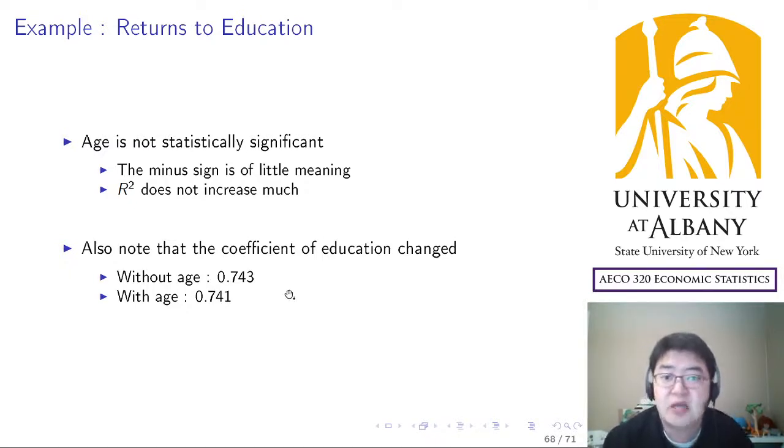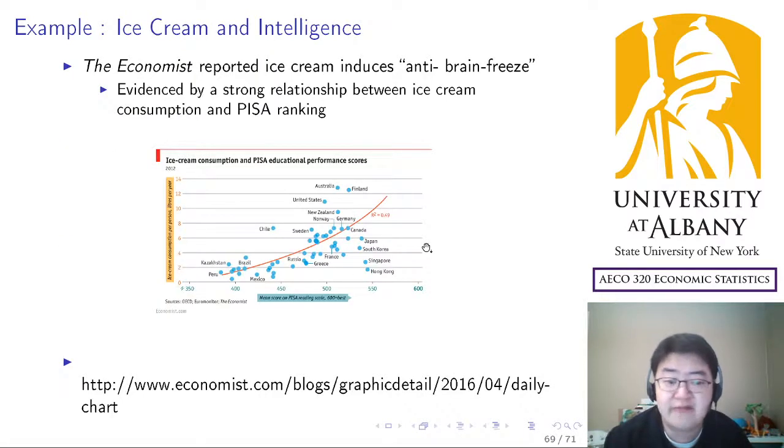Okay, and maybe the final final topic. It's a very interesting example. It was published in The Economist, the magazine. The Economist reported that ice cream induces anti-brain freeze, so it prevents brain freeze by eating ice cream. So it makes people smarter.